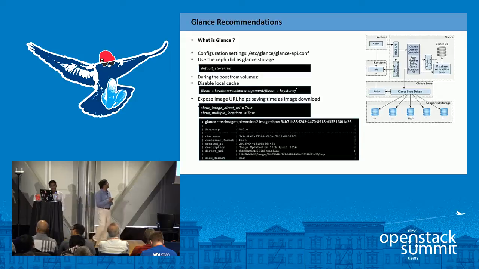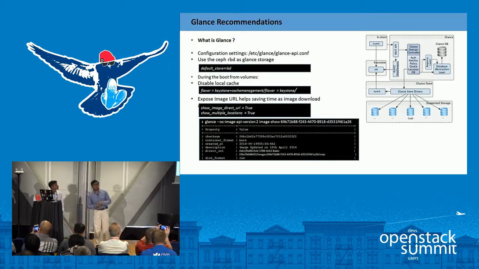So first I'll talk about Glance. What is Glance? We just discussed Glance. Glance is the OpenStack image service. It provides all the images and the catalog available for the images. So here I have a few recommendations. The first one: if you want to use Ceph as a backend for default storage, you need to say RBD, that is the default one.